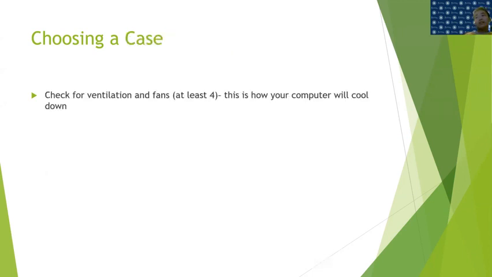Lastly, when choosing a case, you have to pay attention to the ventilation and fans. You'll generally want at least 4 fans to make sure that your PC has enough ventilation. However, if the case doesn't have fans, you don't have to find another case. You can buy PC fans separately and install them in your case later on. And of course, you also need to make sure everything fits as well.